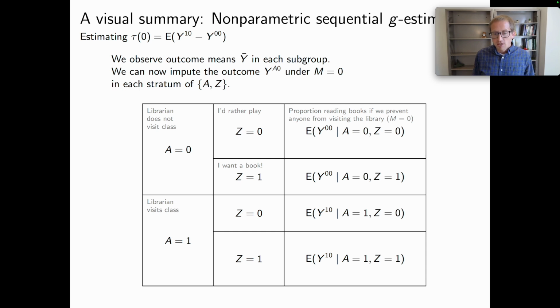Now next, we want to aggregate these to an average outcome under treatment and an average outcome under control. So you'll note that the width of these rows is not the same in the A equals 0 and the A equals 1 condition. In fact, in the world where the librarian does not visit your class, there are more kids who would rather play. So this average outcome is more prevalent in that subgroup because A affects Z, and so there's lots of people in this subgroup. Down here, it's more common when the librarian visited your class that you want a book, and so this bottom row is wider than this third row.